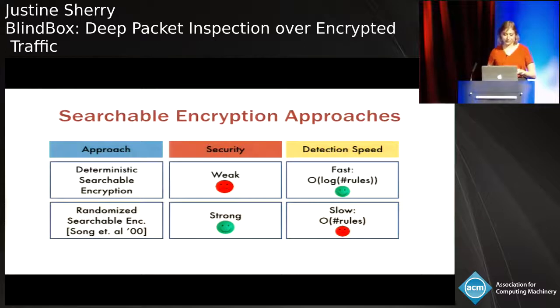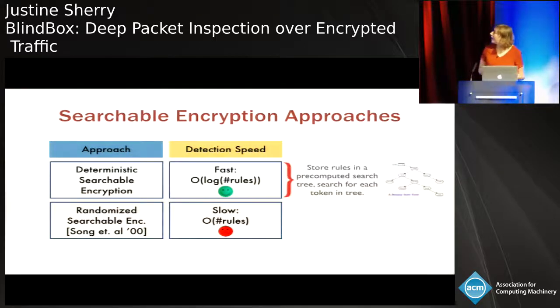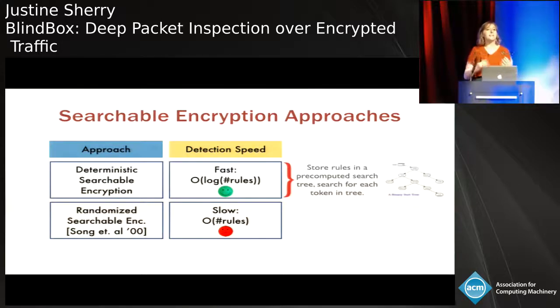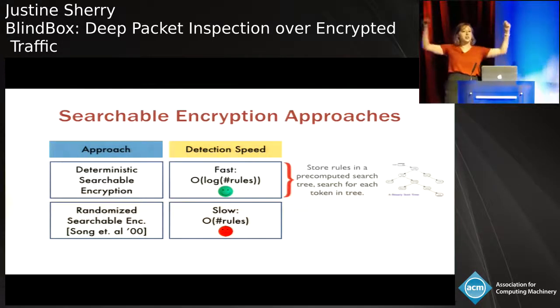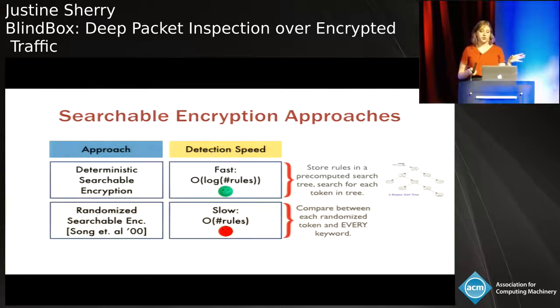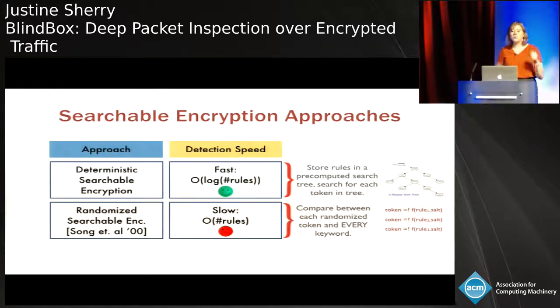Let's understand why that is. At the Middlebox today, when I have my plain text terms, the Middlebox at startup compiles these plain text terms into a data structure that allows it to quickly search through all of the rules at once when plain text data comes in. And using the deterministic encryption scheme, we can construct a search tree out of all of our encrypted rules. So when a new token comes in, it takes log number of rules steps in order to decide whether or not we have a match for that token. But randomized searchable encryption requires that we run a function over every rule whenever we want to match a token. So this takes a long time.